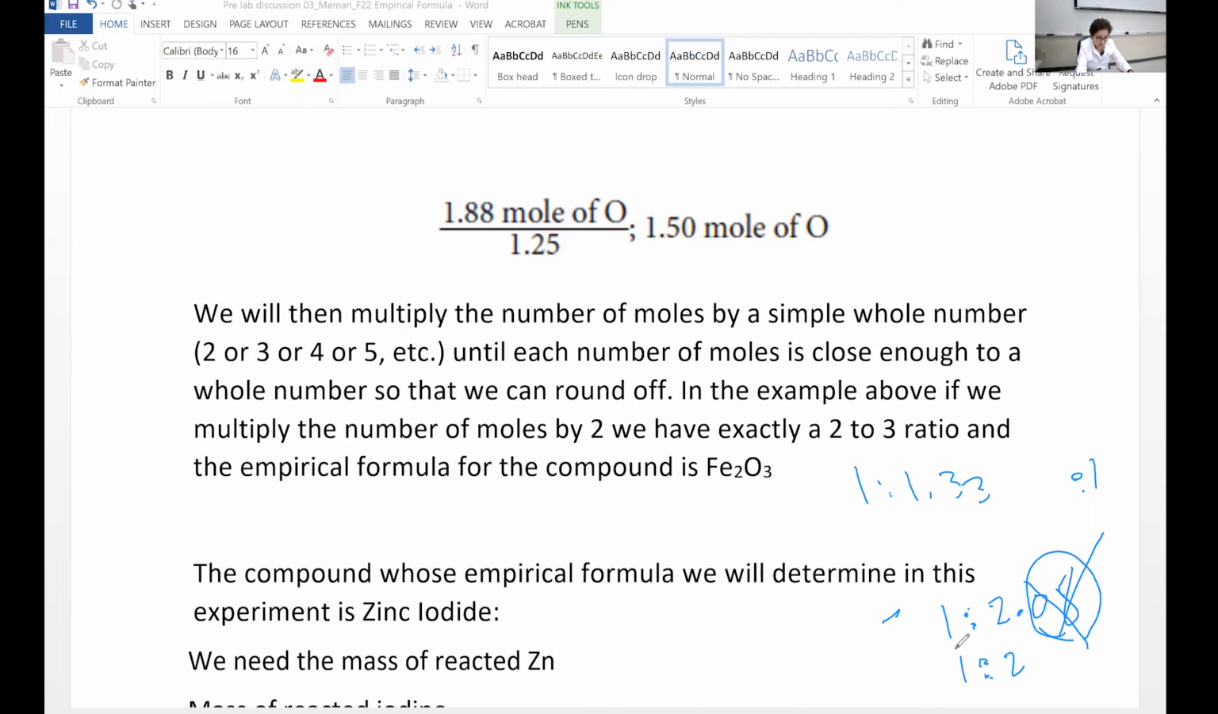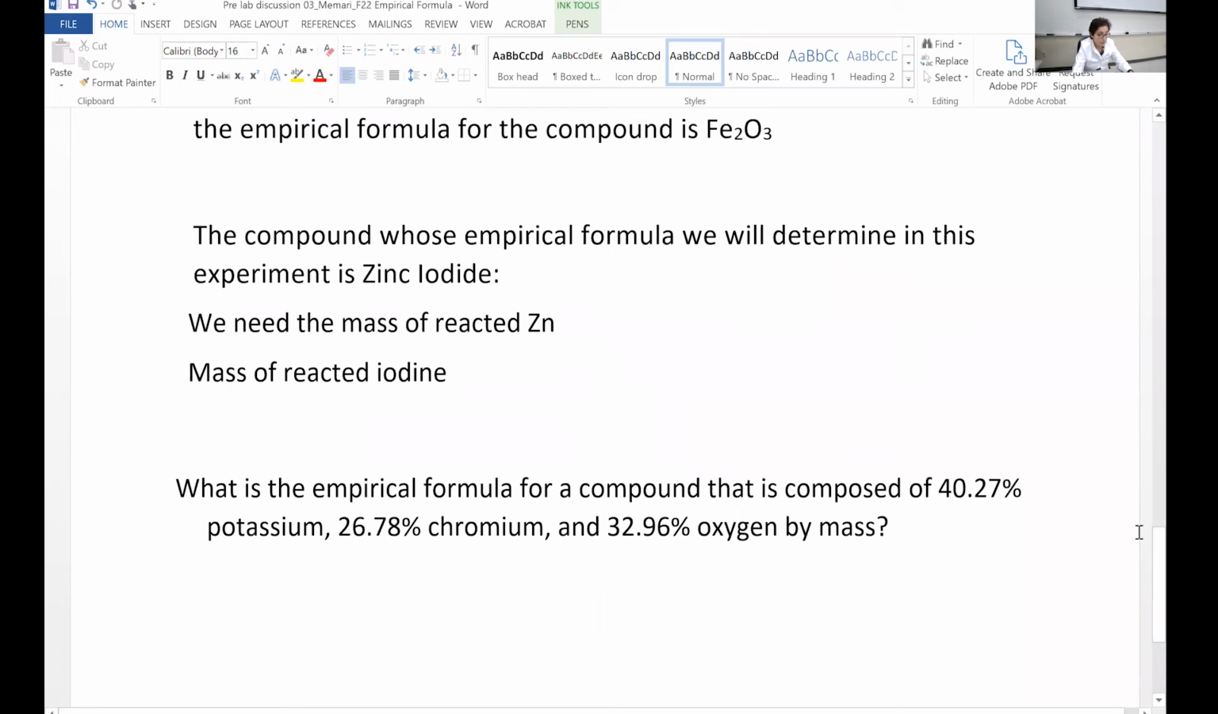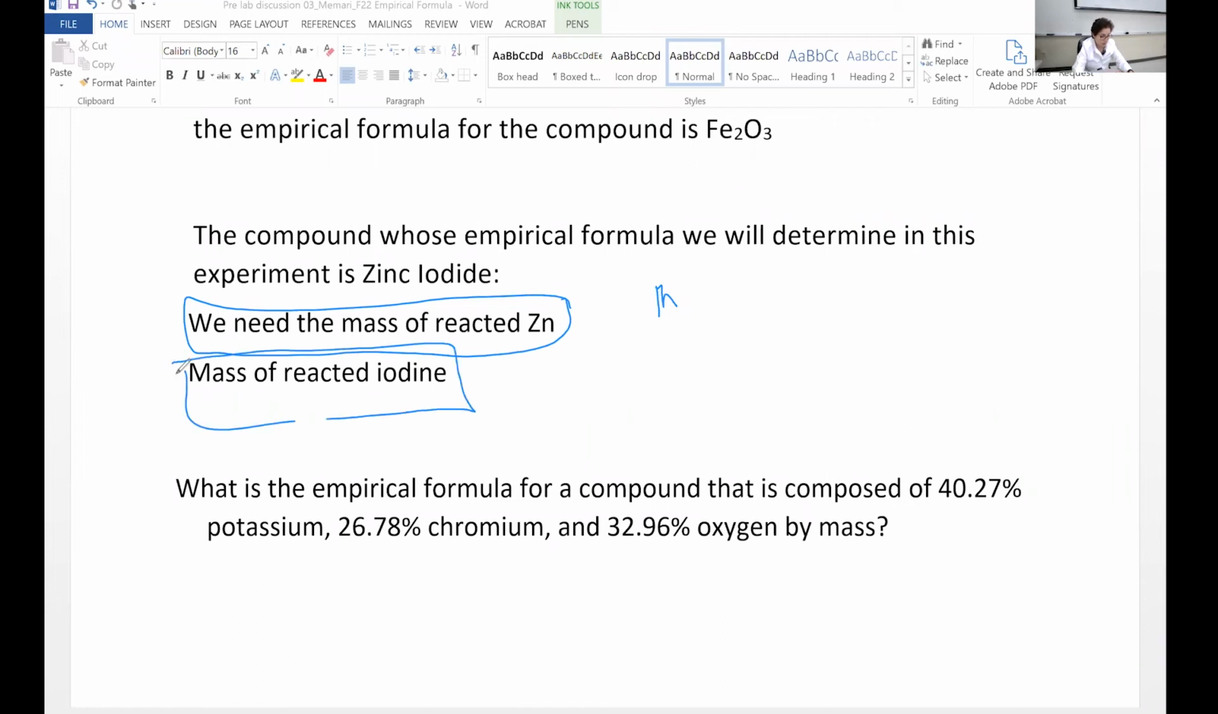What we have in this experiment, we are going to find the empirical formula for zinc iodide. In order to find the empirical formula for zinc iodide experimentally, you are going to find the mass of reacted zinc. So you need the mass of reacted zinc, and you need the mass of reacted iodine. How would you find that? Those are the results of the experiment that you will be doing.